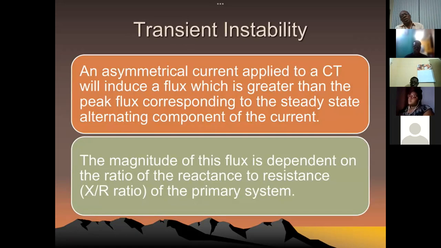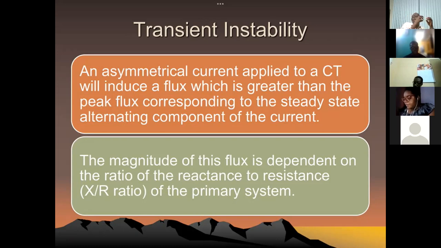So we make the statement that an unsymmetrical or asymmetrical current which is applied to the CT, and this current is going to come because we have a fault, this type of current, when applied to your CT, will induce a flux, as we have written here, which is greater than the peak flux during steady state. And if you go back to what we looked at several weeks ago, it was based on the X to R ratio of the primary system.